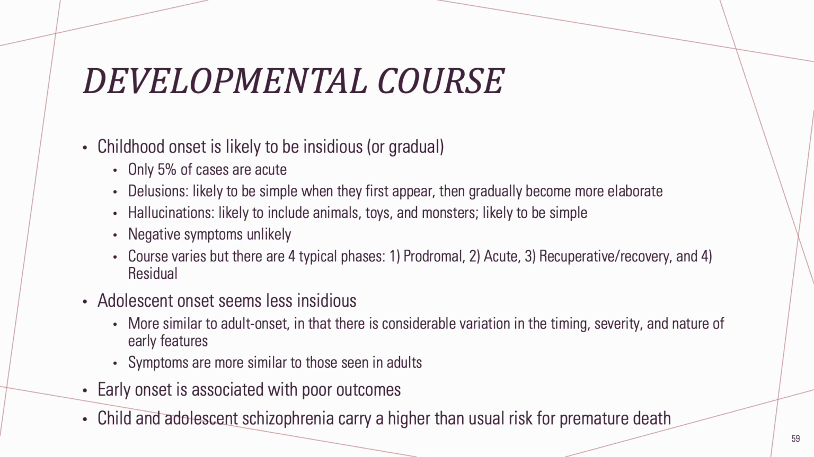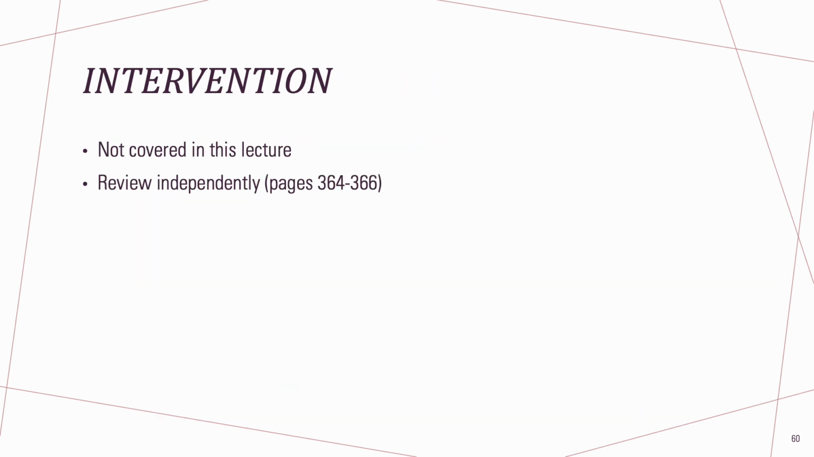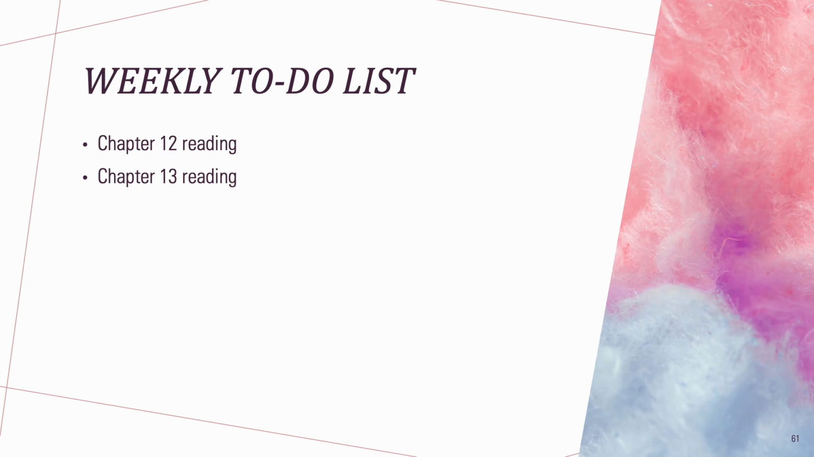Unsurprisingly, early onset is associated with poor outcomes, and unfortunately, child and adolescent schizophrenia carry a higher than usual risk for premature death. I won't cover intervention, but I encourage you to read these 2 pages in your textbook that does cover intervention for schizophrenia. And then that is it for the lecture.